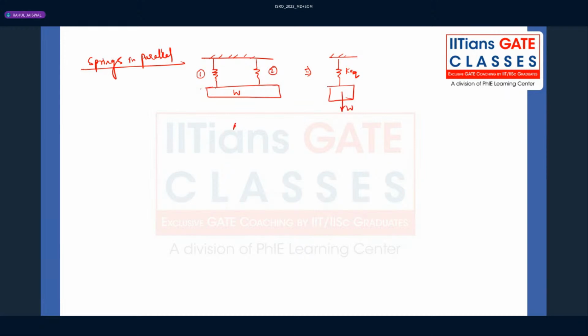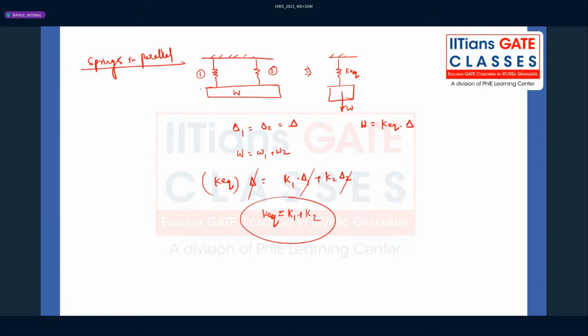We know that deflections in spring one and spring two will be the same, and W is W1 plus W2. What is the W load? K equivalent into delta. What is W1? K1 into delta 1. What is W2? K2 into delta 2. K is the stiffness. Delta is the same everywhere. So what is the K equivalent? K1 plus K2.